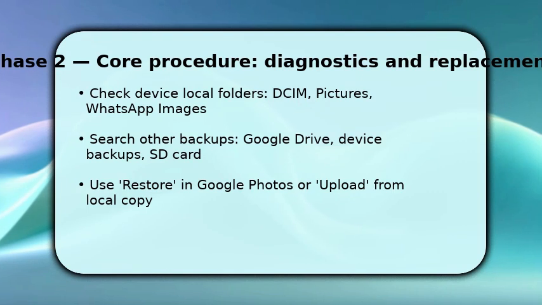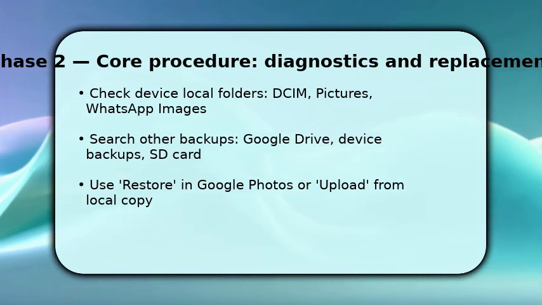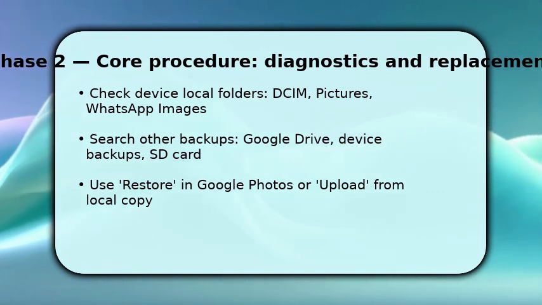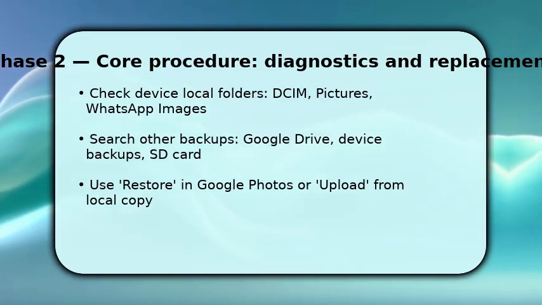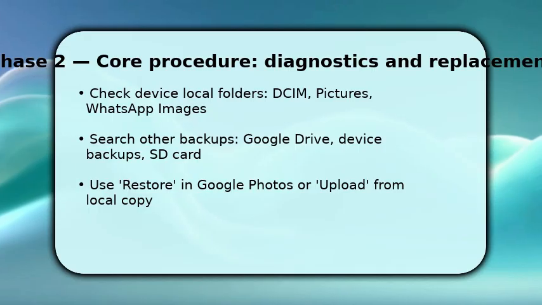If Trash failed, inspect your phone and old devices. DCIM, pictures, app folders like WhatsApp often hold copies. Next, check other backups: Google Drive, automatic device backups, and any SD cards or external drives.